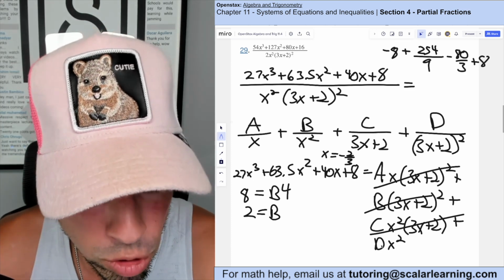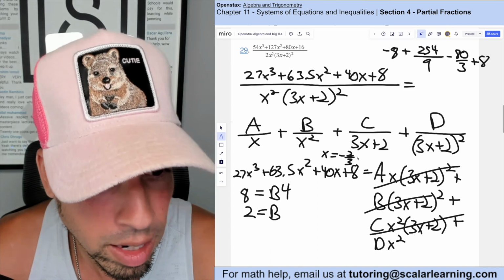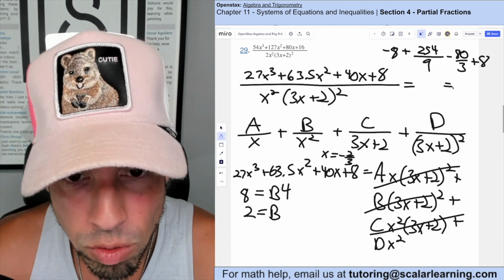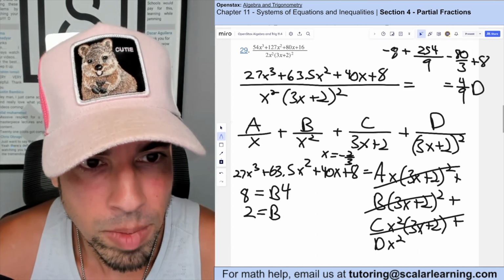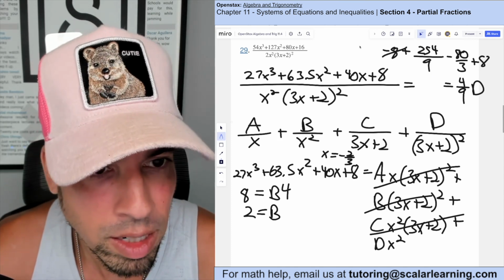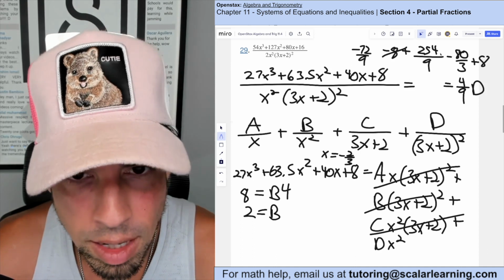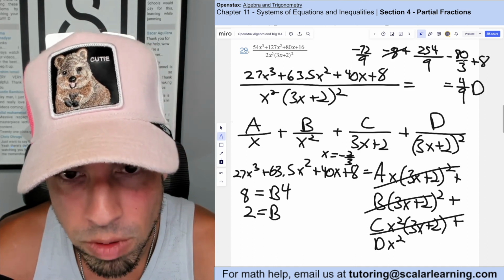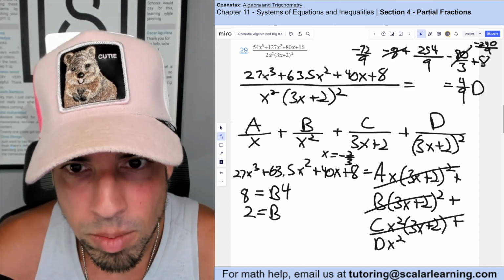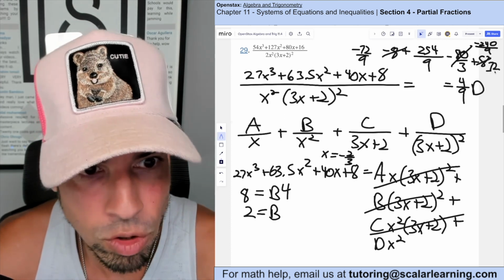And this is all equal to d times x squared, and x squared is again 4/9, so this is equal to 4/9 times d. Let's get some nice common denominators on the left-hand side. Negative 8 would be negative 72 over 9. This would be that as is. This would be negative 240 over 9, right? Multiply by 3. And then 8 times 9 is positive 72 over 9.